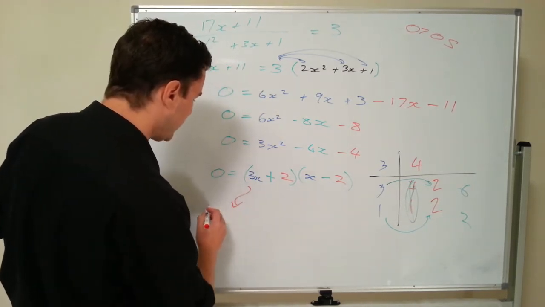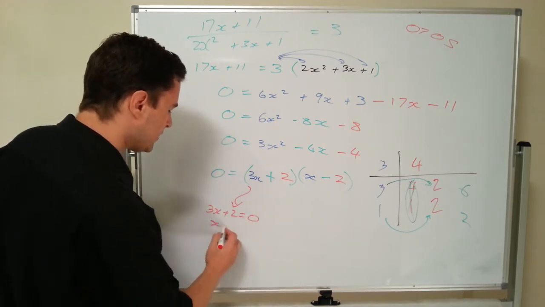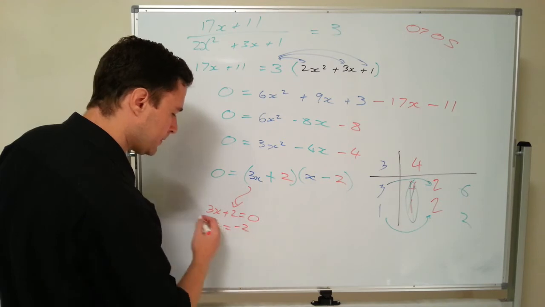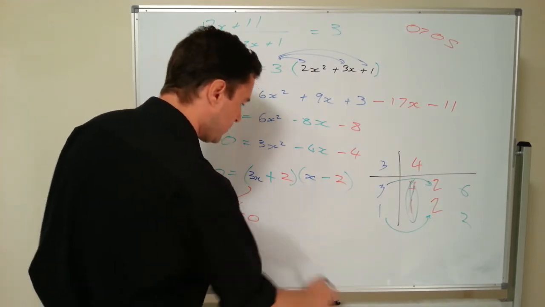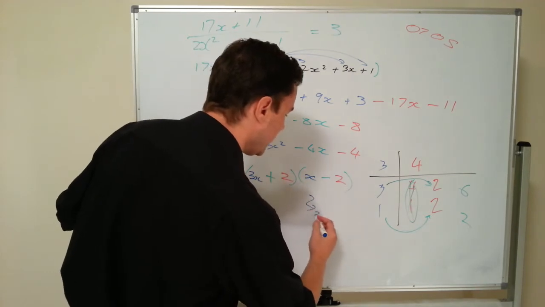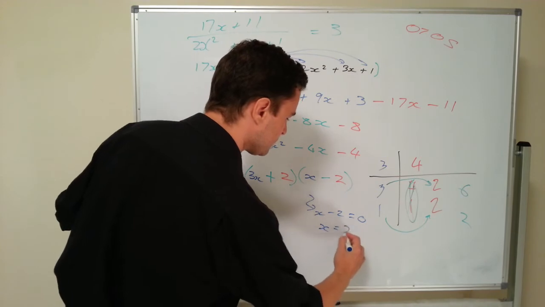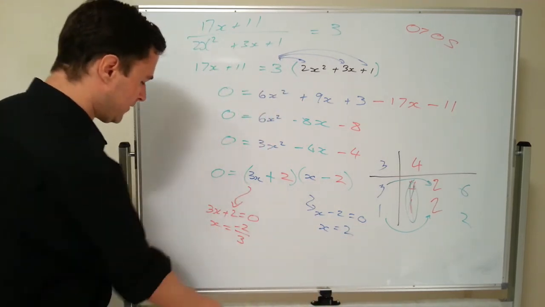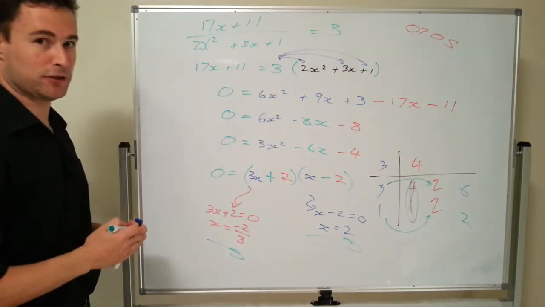From this side, I get 3x plus 2 equals 0. So x equals opposite plus 2 is minus 2. Opposite times by 3 is divided by 3. Negative 2/3. And from this one, I just get x minus 2 equals 0. Opposite minus 2 is plus 2. Fantastic. And we have our two answers. x equals negative 2/3 or x equals positive 2.